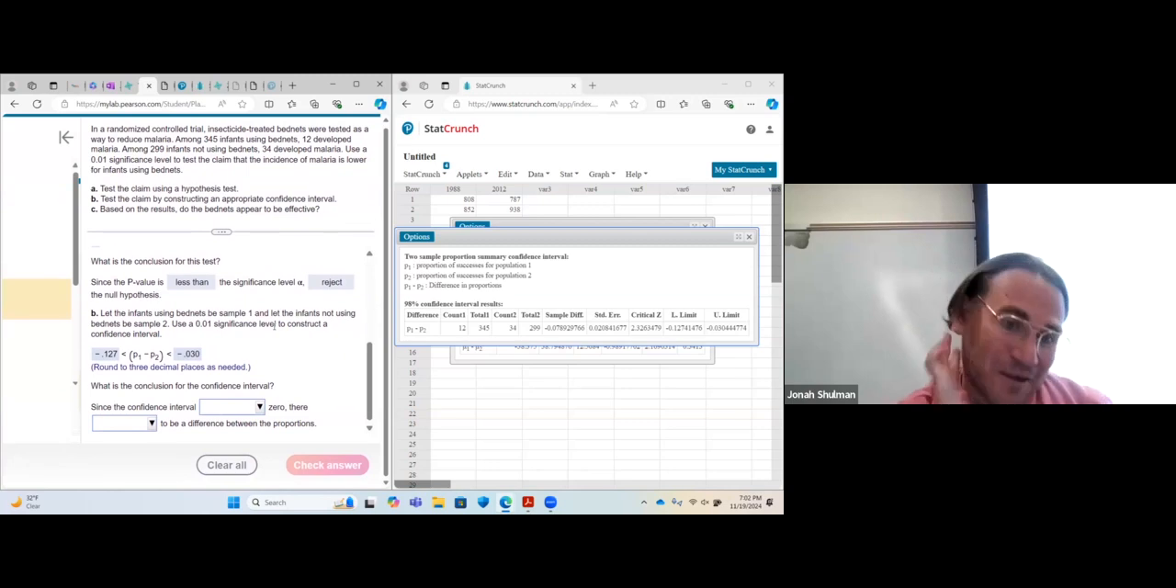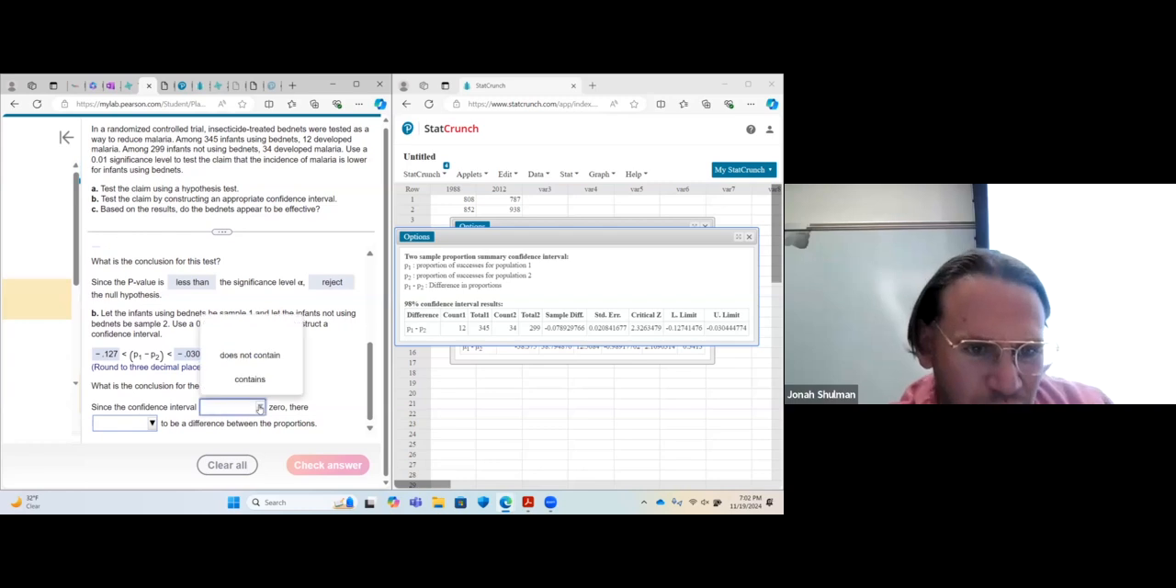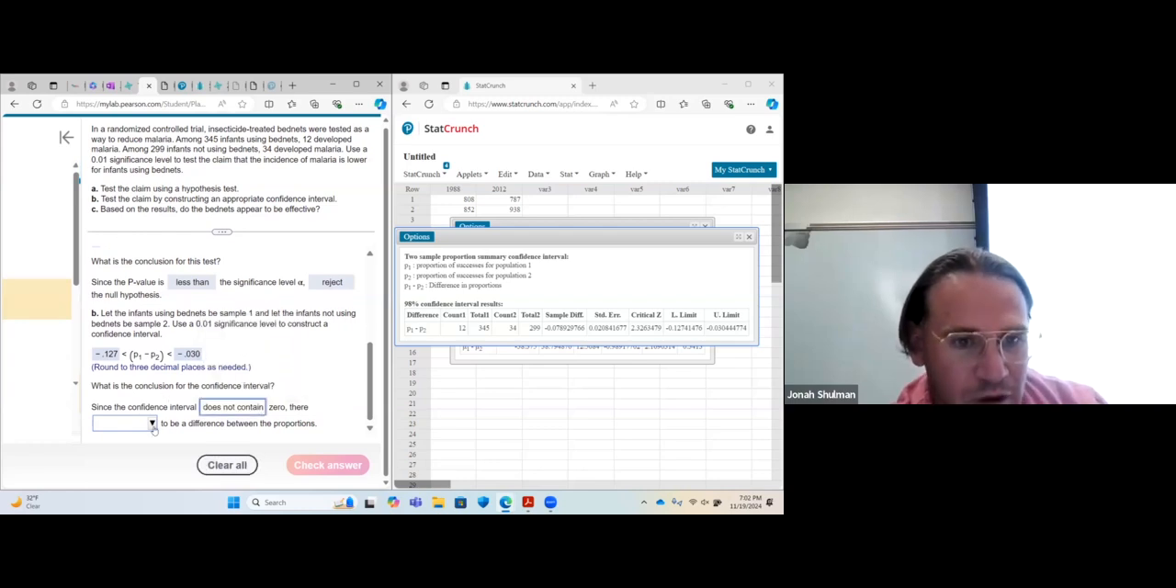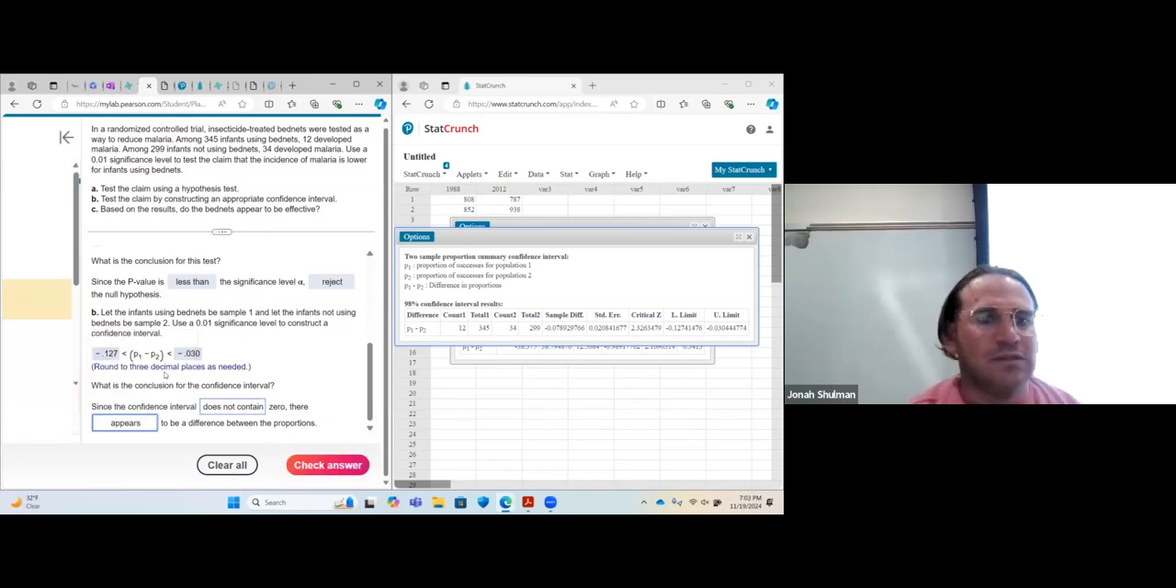Oh, more? Okay, so here we go. What is the conclusion of the confidence interval? Since the confidence interval does not contain 0, there appears to be a difference in the proportions because it doesn't contain 0. If it did contain 0, there would not be a difference. Check the answer.